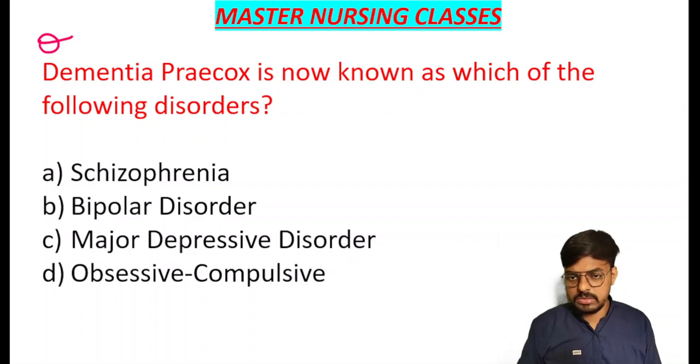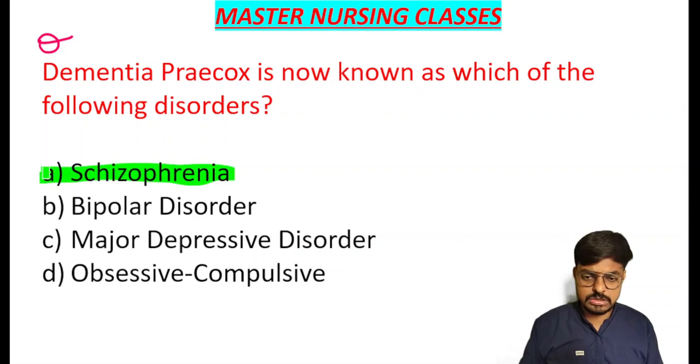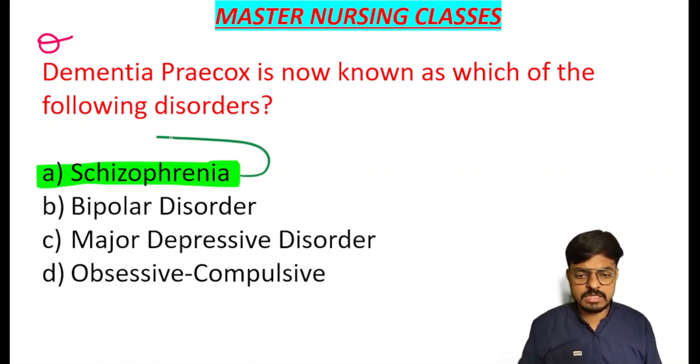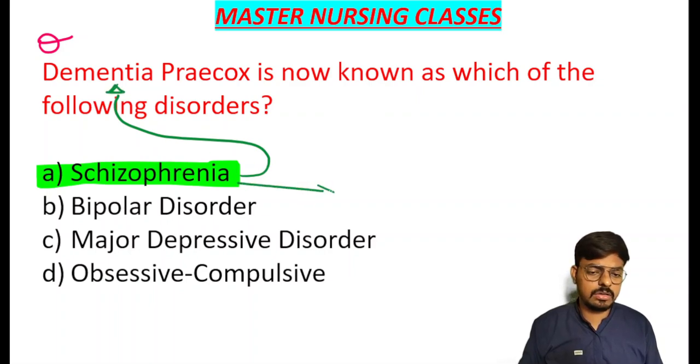Yes, very nice, Bacho. The correct answer is schizophrenia. Schizophrenia was previously called dementia praecox. So who called schizophrenia dementia praecox? The word schizophrenia was coined by Eugen Bleuler.